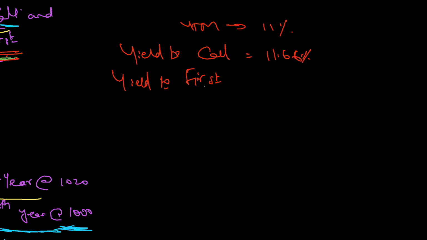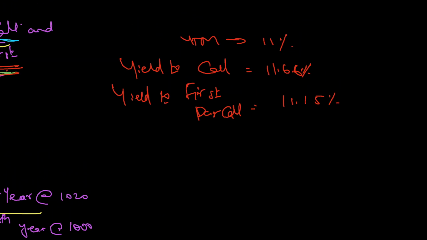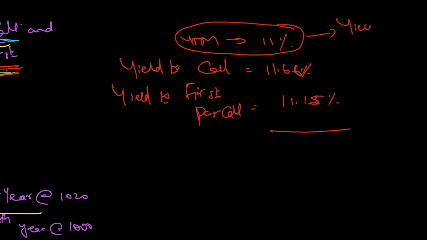Then we calculated yield to first par call, which came to 11.15 percentage. So out of all this I have to just go for the lowest one. So this is the lowest one, so I will consider this as yield to worst.